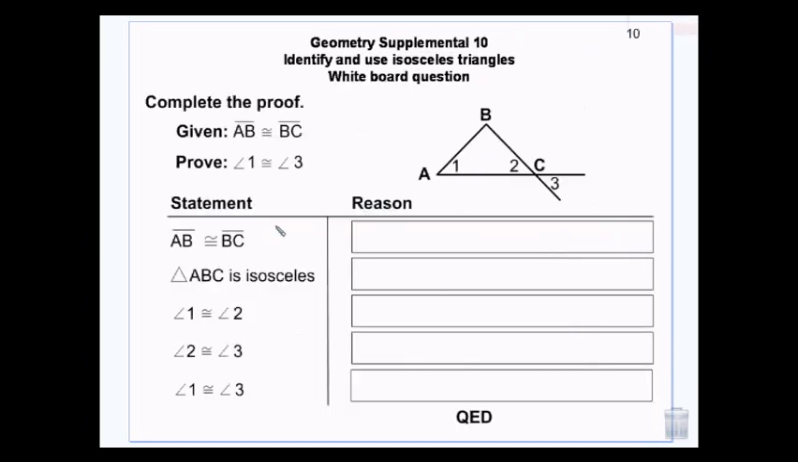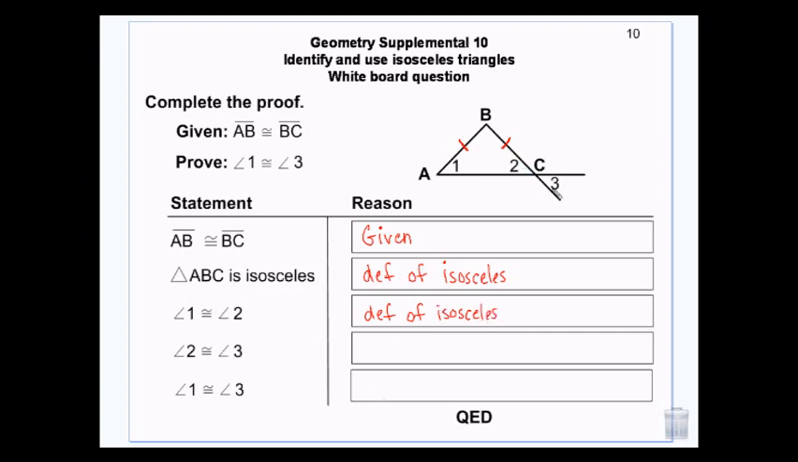So I have been given that AB and BC are congruent, so that's given. Well, if the two sides are congruent, that makes the triangle an isosceles, right? That's the definition of isosceles. Well, if I have an isosceles triangle and the two sides are congruent, that means the two base angles are also congruent. Because, again, that's one of the other definitions.